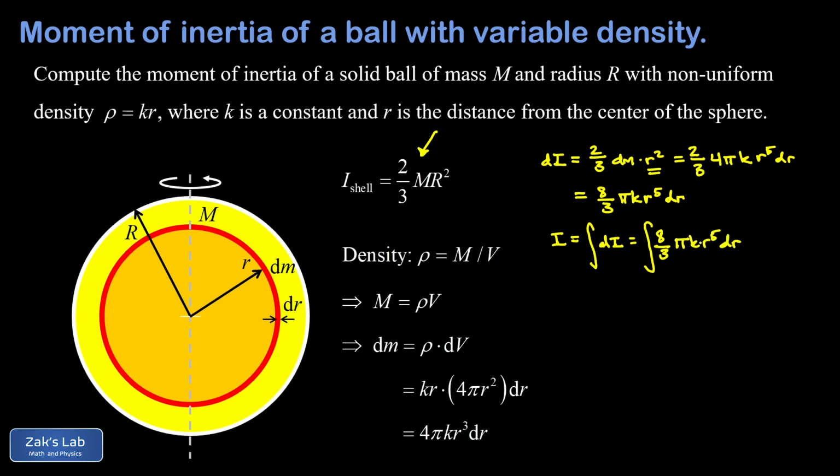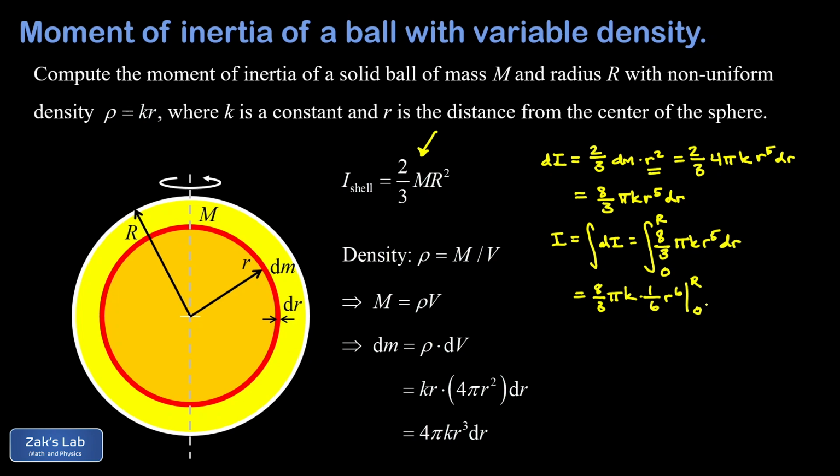And we're summing up all these spherical shells as we go from the center of this ball all the way to the outer edge. So that's as little r goes from 0 to big R. Now this is a simple power rule backwards kind of integral. When I integrate r to the 5th, I just get 1/6 r to the 6th. So we have 8/3 pi k times 1/6 r to the 6th evaluated from 0 to big R.